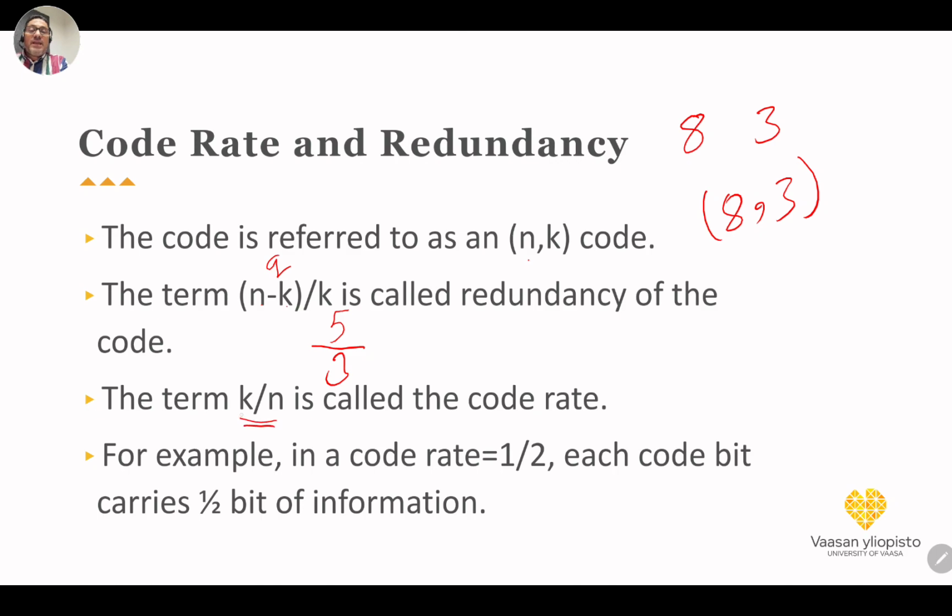The term k over n is called the code rate. So the code rate here is k, the number of information bits, which is 3, divided by the total number of bits, 8. So 3 divided by 8 is called the coding rate. For example, in a code with rate half, each code bit carries half a bit of information, because half of the bits in that code are for information and half are parity or check bits, but not necessarily distinct. Sometimes they are mixed together and cannot be distinguished directly.